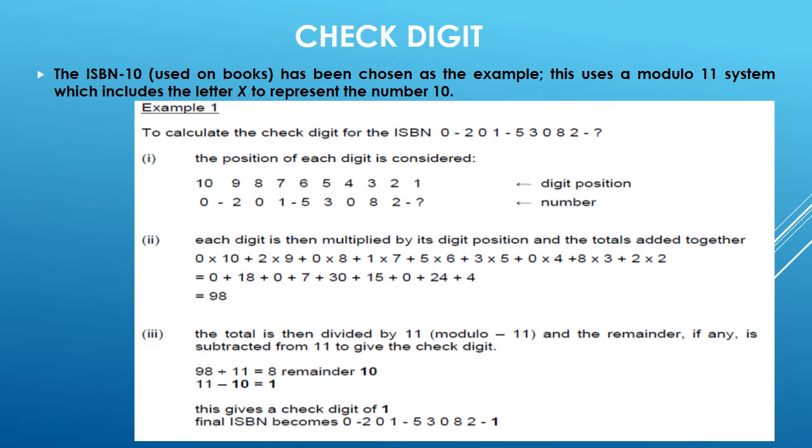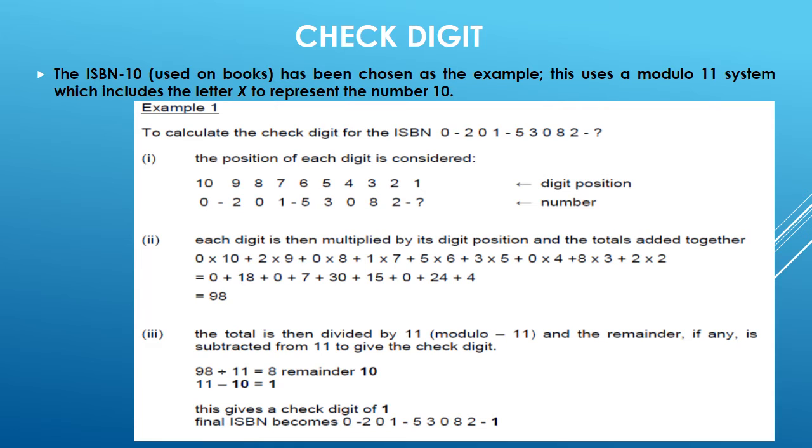So now on each of the digits of the ISBN, we are going to give a digit position. We'll start from the extreme end, which is the question mark where we need to find the check digit. So we will put the digit position on these digits. Each digit is then multiplied by its digit position and the totals added together. In this way, we got the answer 98. Here 1 multiplied with the question mark will give you nothing, but this is the digit position we need to cater for.